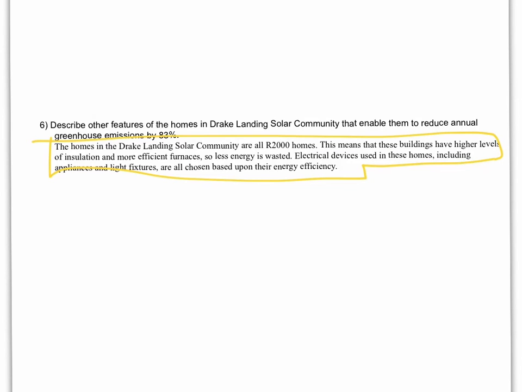Okay, when you describe other features of the homes in Drake Landing Solar Community that enabled them to reduce the annual greenhouse emissions, the homes at Drake Landing are all R2000. They have a high level of insulation and more efficient furnaces, and they also use less energy. The electrical devices in the home include appliances and fixtures that are also based on energy efficiency.